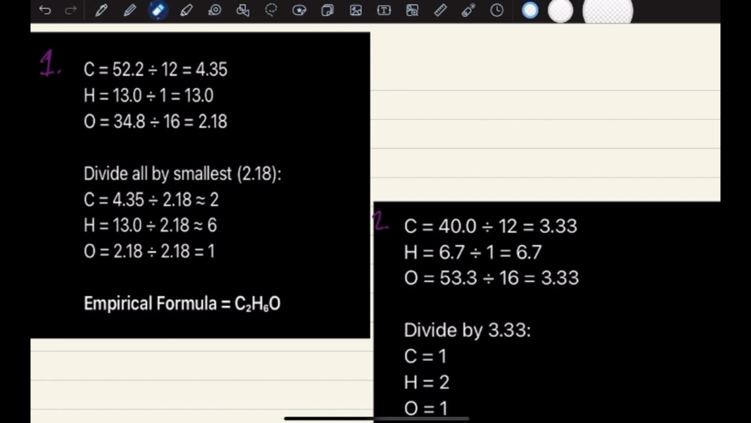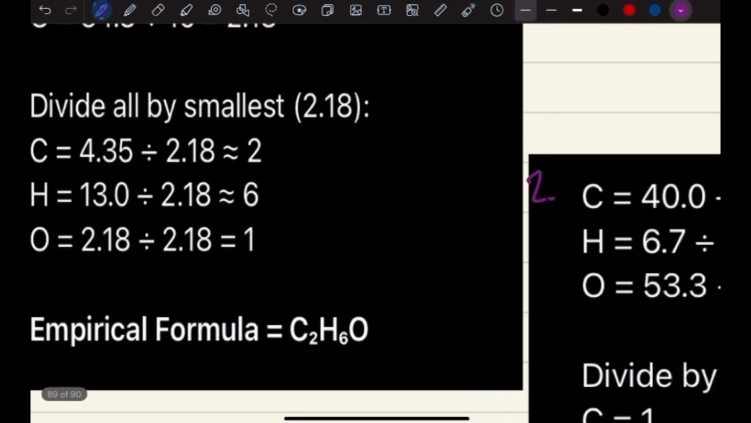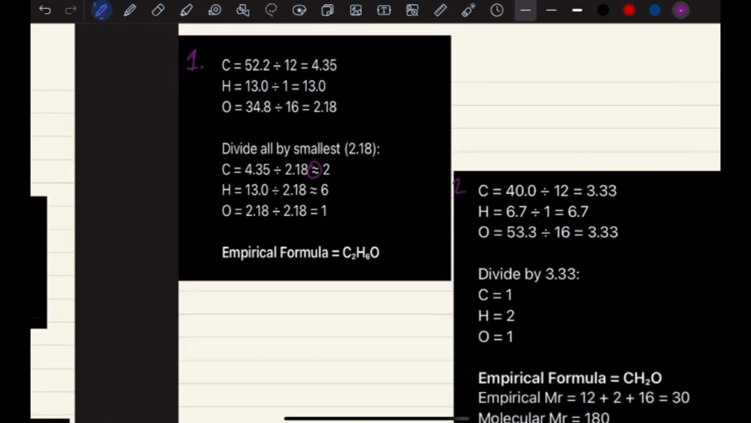Now, again, we've used some rounding, yeah? You can see the symbol, approximate. So we're using an approximation here. But approximately 2, approximately 6, approximately 1. You shouldn't have got those as exact values. Or maybe 1 you would have. That's how we do that question.